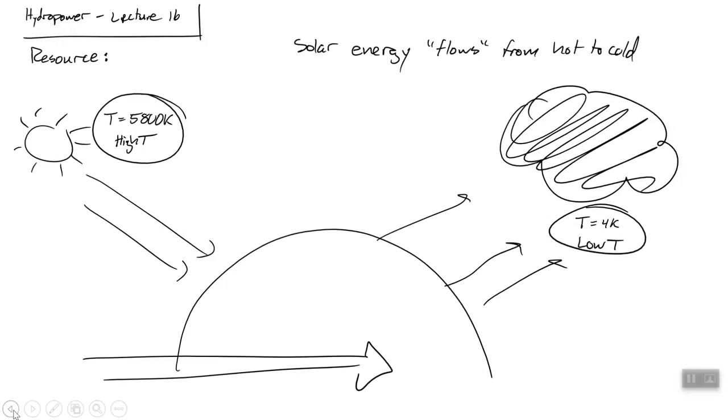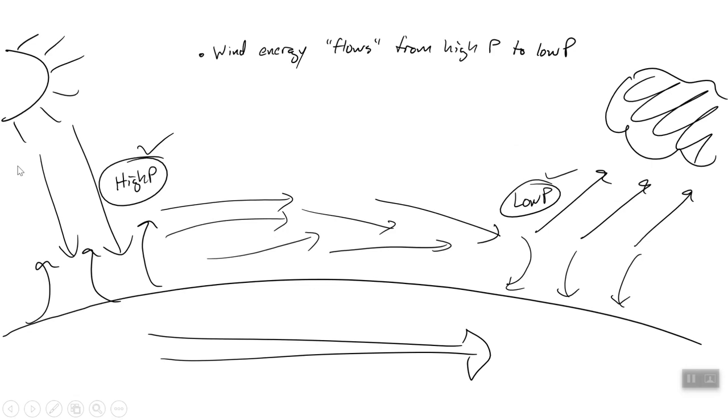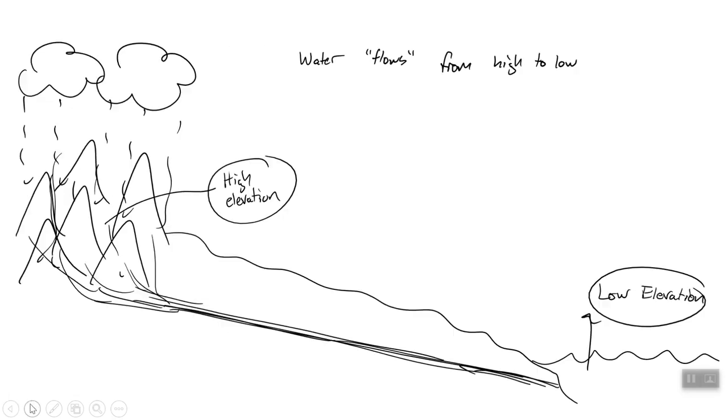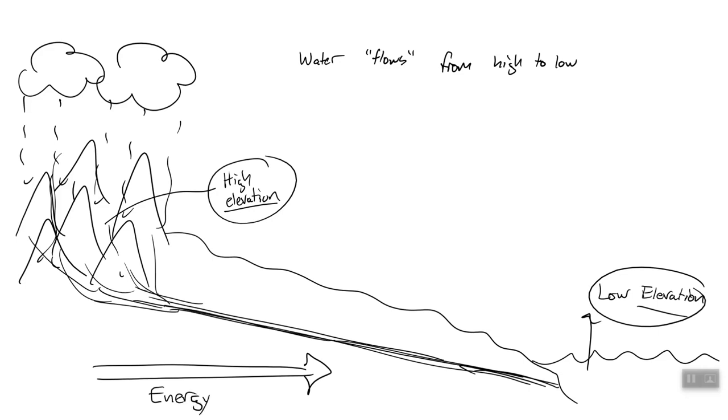Okay, before with solar we saw that our high was a temperature and our low was a temperature. And then with wind, our high was a pressure and our low was a pressure. Now with water, our high is an elevation, an actual measurement, a height, a distance above some low elevation. So energy flows along with this water and is flowing, if you will, downhill, literally, from high to low. Okay, we have the water cycle then to thank for this.